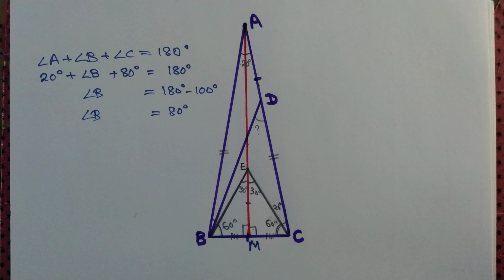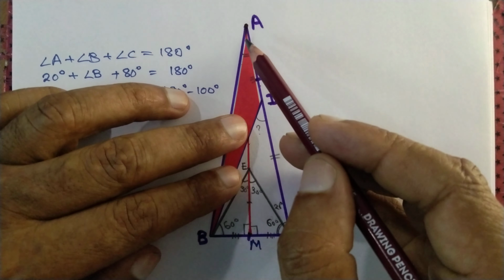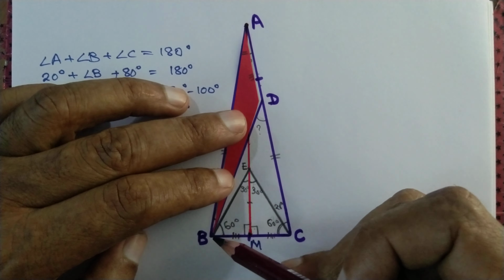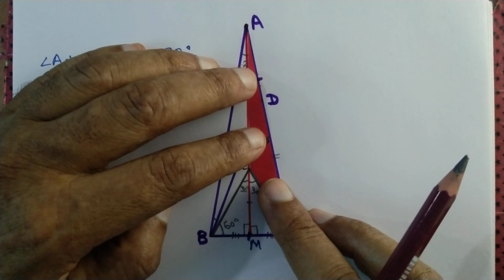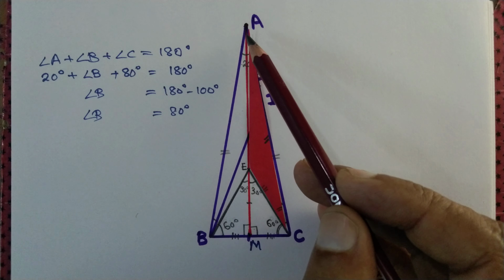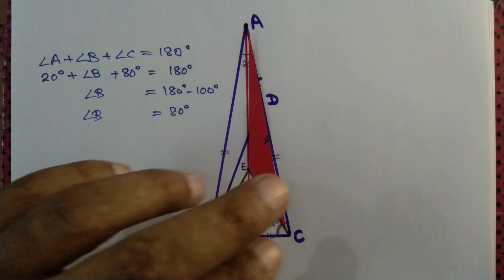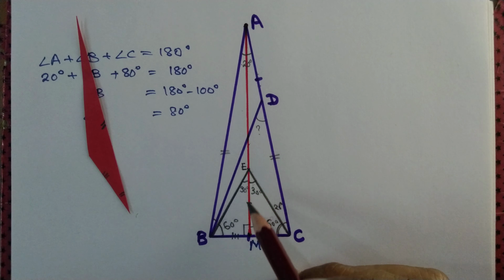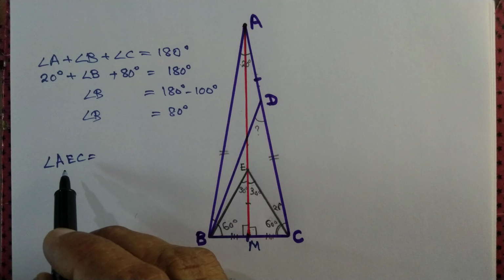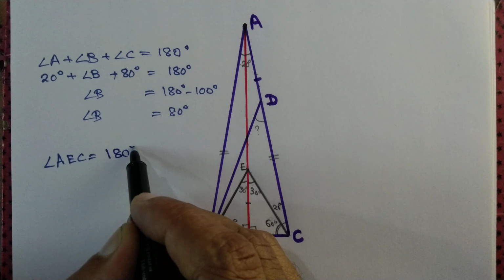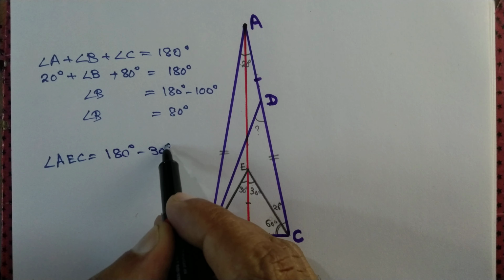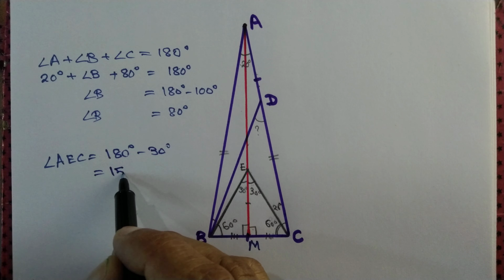Now we know that two triangles are congruent, then the corresponding angles are equal. And thus angle ADB has got to be equal to angle AEC. Do we know the measure of angle AEC? Angle AEC measures 180 degrees minus 30 degrees, that's equal to 150 degrees.